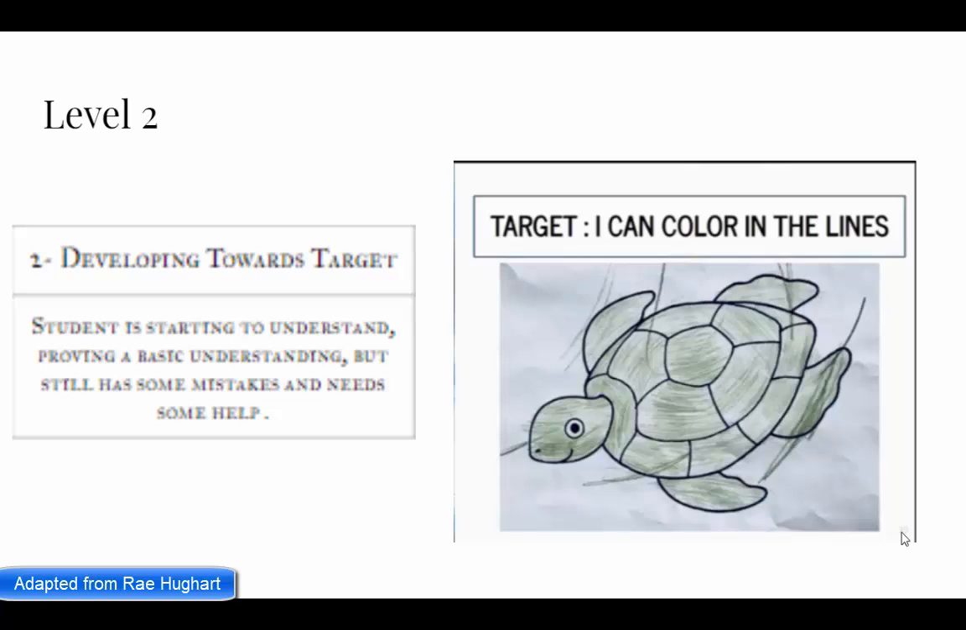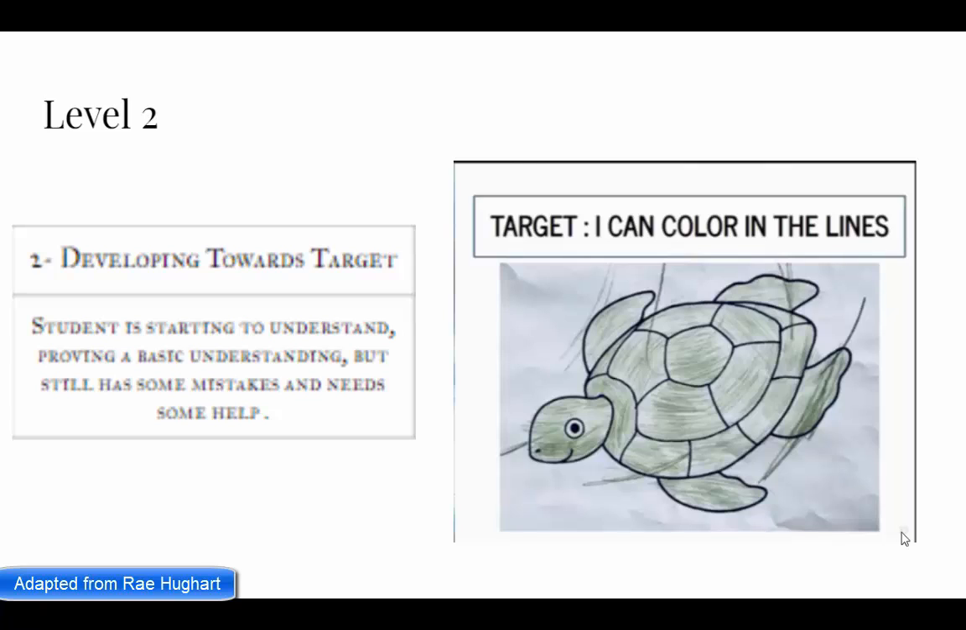This is a level 2, all right? This is if someone is developing towards the target. If we look at the description, student is starting to understand, showing a basic understanding, but still has some mistakes. They made a couple mistakes. It's not as bad. There's not frequent mistakes, but there are mistakes, right? There's 5, 6 times where they colored outside of the lines, right? So they're developing. They're almost there. Developing towards the target is like you're almost there. You just have one too many mistakes.